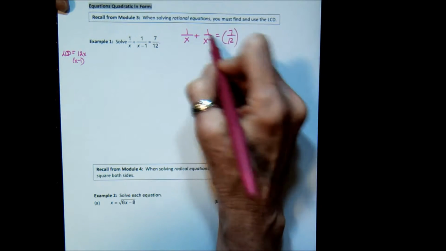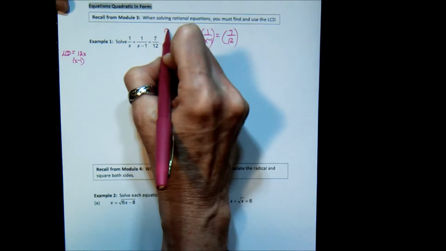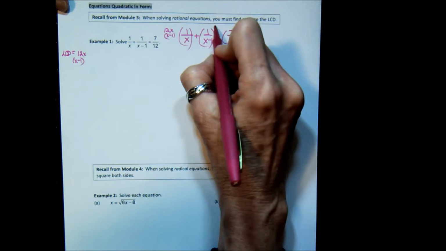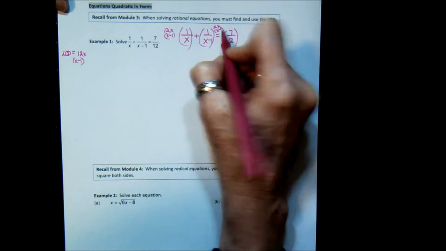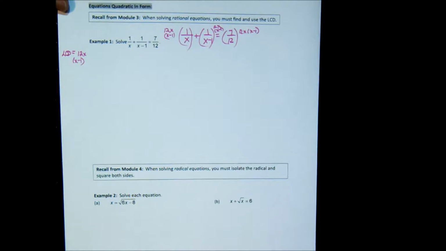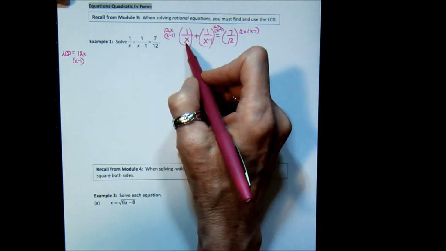And I'm going to put each term in parentheses, and I'm going to multiply, I'm going to have to sort of stack them up, by the LCD. When you don't have room, you just stack them up and know that they really are in a numerator over 1. And now each of my denominators will cross cancel.